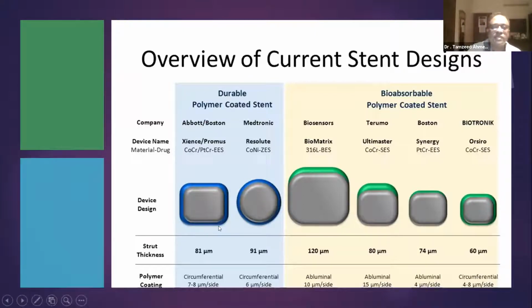And also there's a decrease in stent strut thickness to 81. In case of Xience it is 81 micrometer. Resolute has 91 micrometer, BioMatrix is slightly thicker, 120 micrometer. Ultimaster is only 80 micrometer, Synergy is 74 micrometer, and Orsiro is very thin, 60 micrometer. But it is circumferential, whereas these are only on the abluminal sides, polymers.